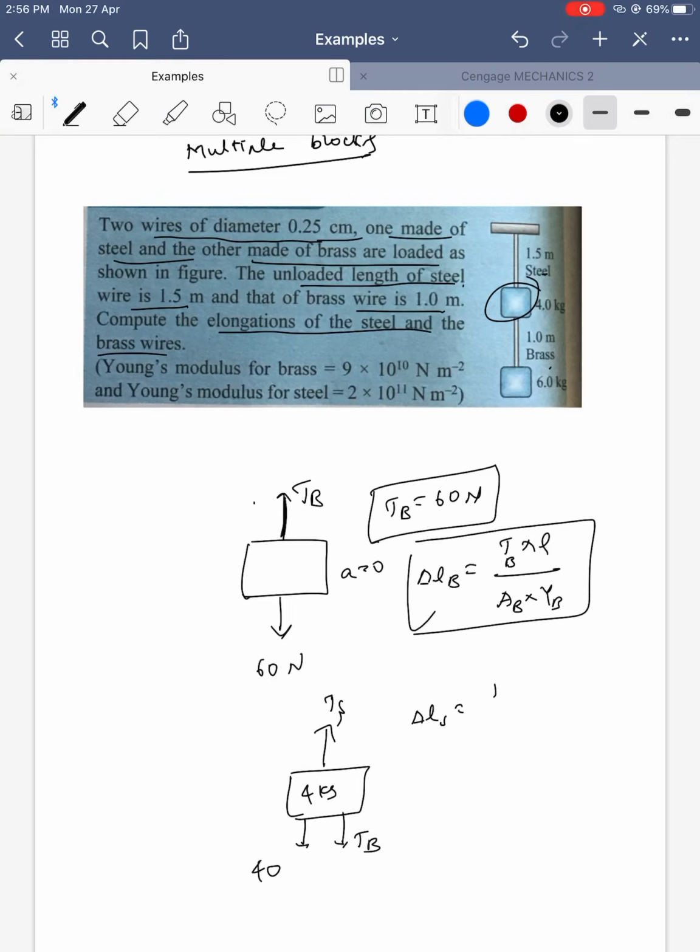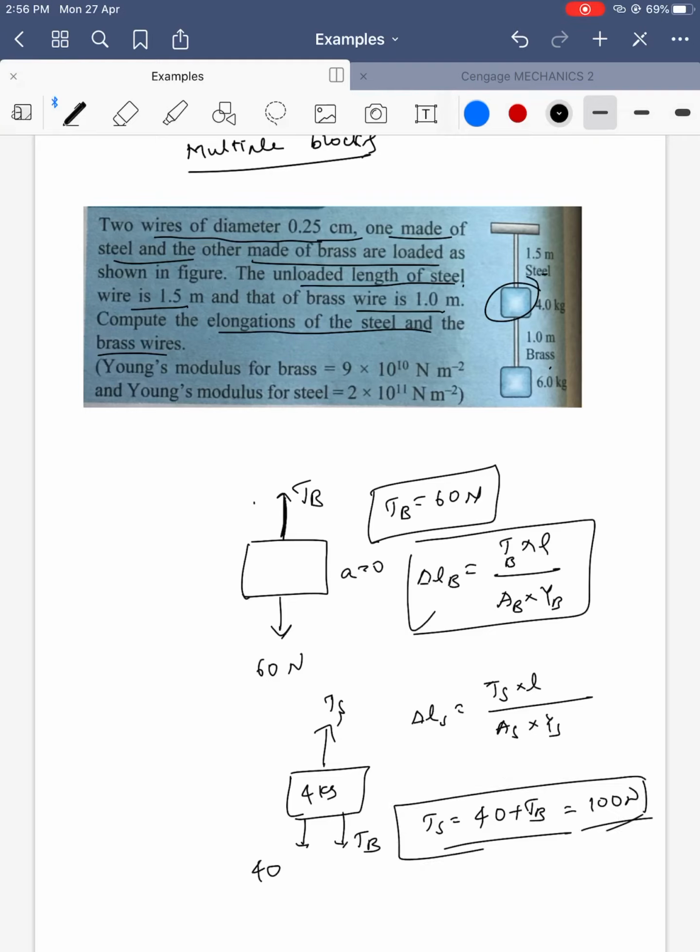Delta L steel is equal to TS into L by area of steel into Y of steel. How to get TS? TS is equal to 40 plus TB. TB is nothing but 60. So TS is equal to 100 Newton. Substitute the values and get the value of elongation of the materials.